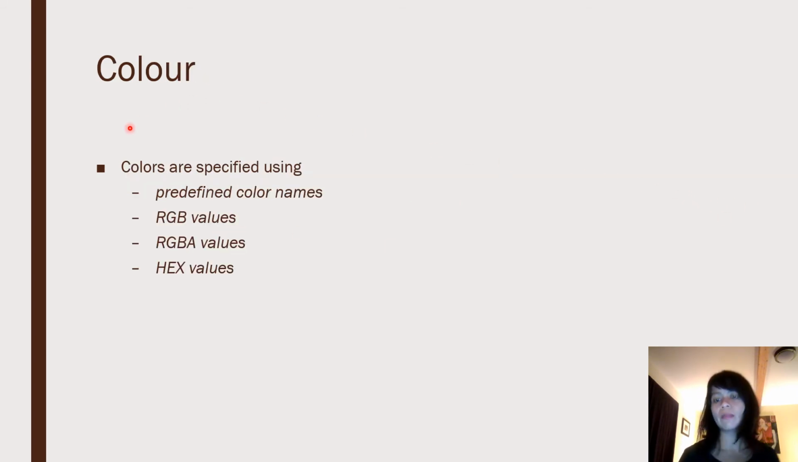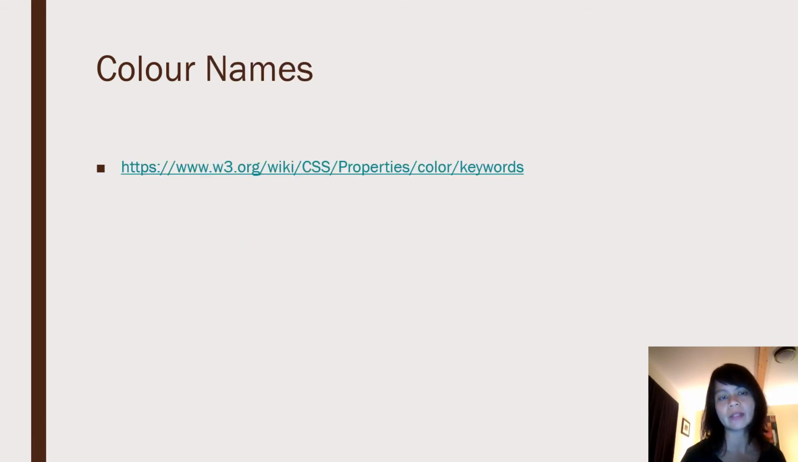All right, so I kind of jumped around there, but now we're back to color. So just now, two slides ago, we were looking at the background color, and we used the color value blue. So colors can actually be specified in a number of different ways, like predefined color names, RGB values, RGBA values, and hexadecimal values. Now let's take a look at the different ways.